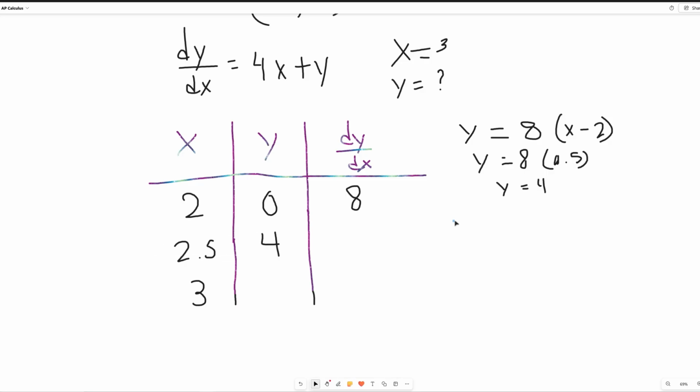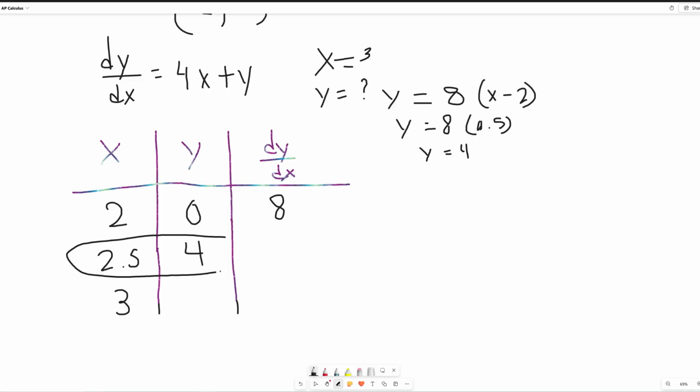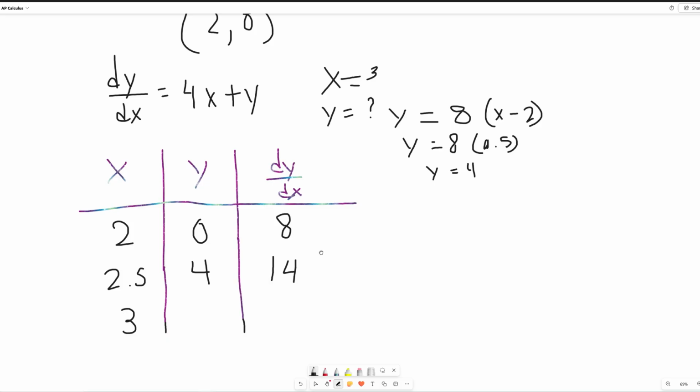Now, move this up here. You need to show your work for all the tangent lines in order to get the points. So 2.5 and 4. Now we plug this into our formula. 4 times 2.5 is 10. 10 plus 4 is 14. So that means dy over dx is 14 over here.